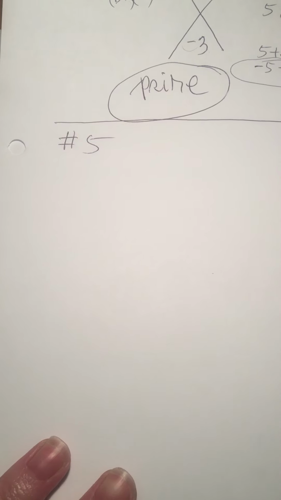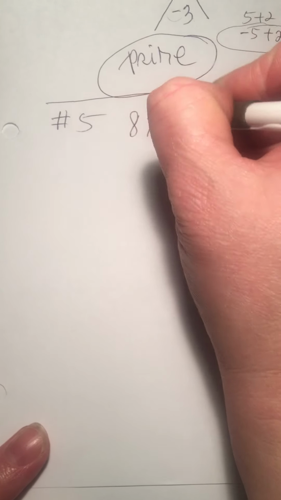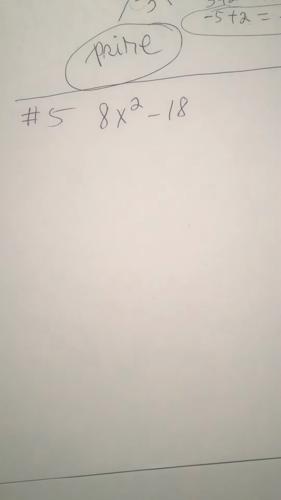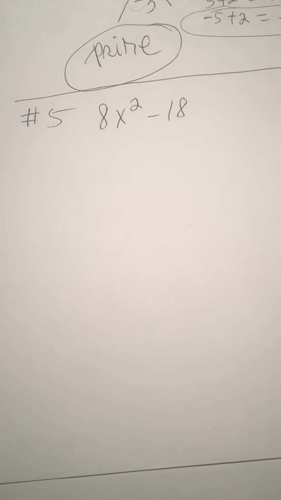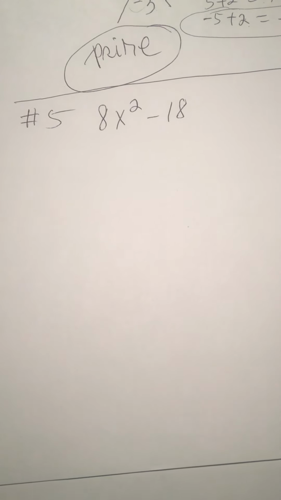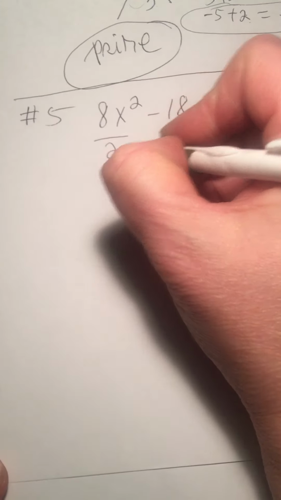Less than 2, number 5. We have 8x squared minus 18. Okay, so this one here does not have term b, which is okay. So let's make our equation a little smaller first. Let's use GCF. Greatest common factor would be 2.